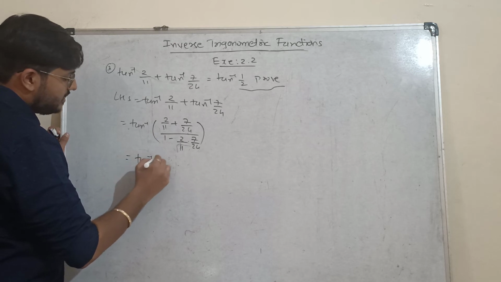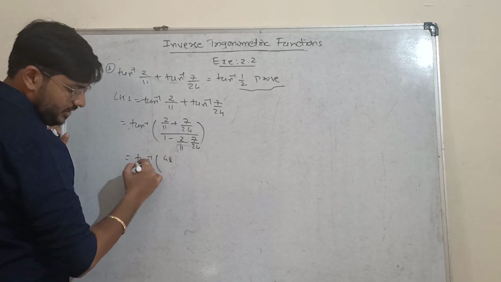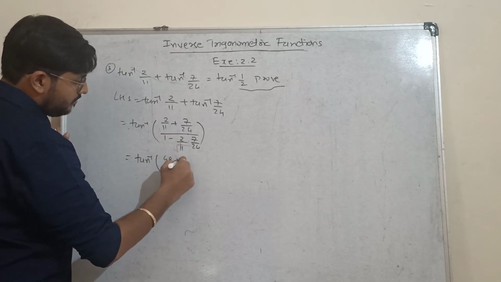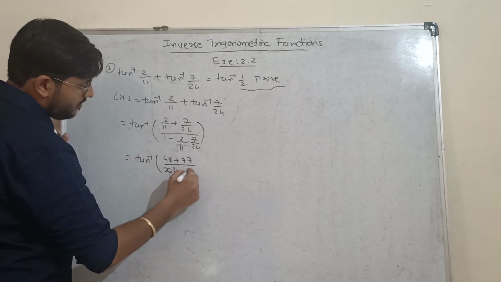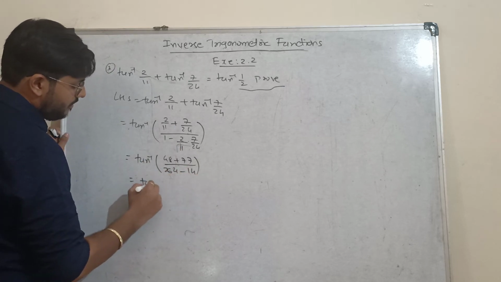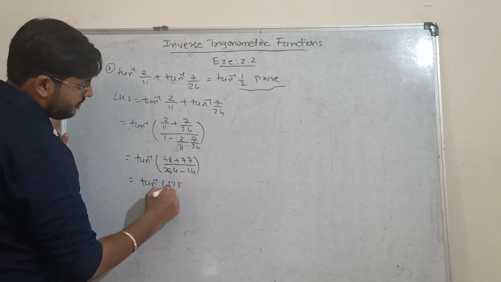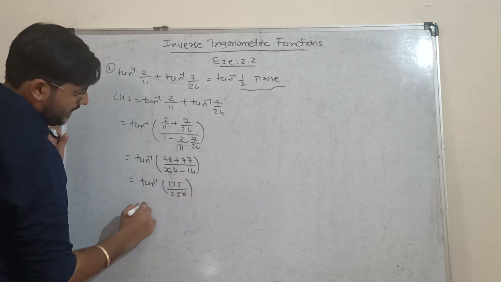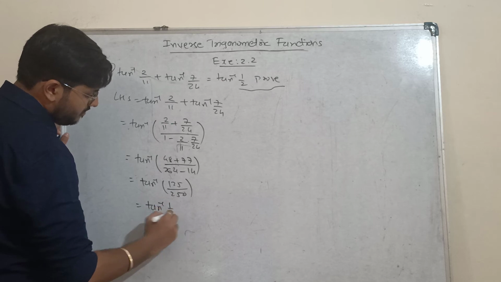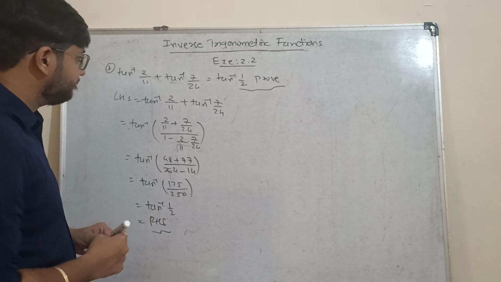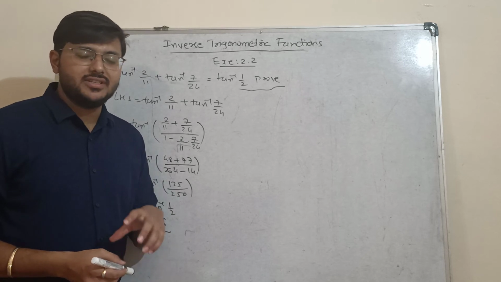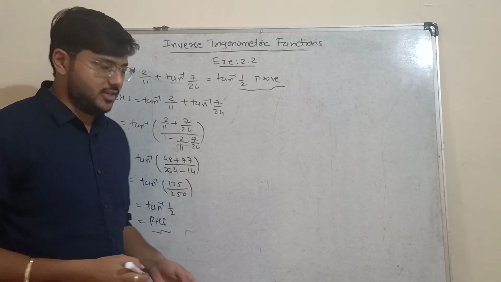So if you take an LCM, it's 48 plus 77 upon 264 minus 14. So it will be tan inverse of 125 by 250. Hence your answer will be tan inverse 1 by 2, which is equal to RHS. Clear? So it's a simple equation based sum.